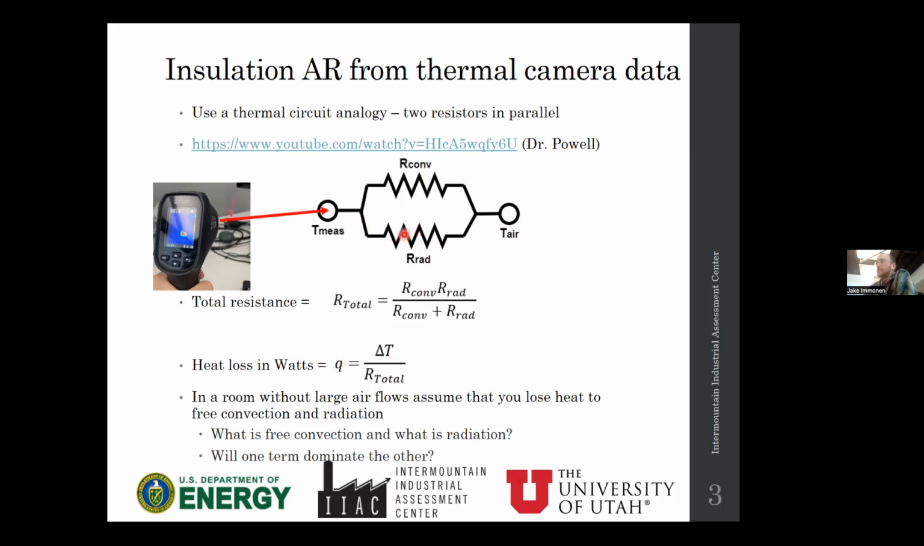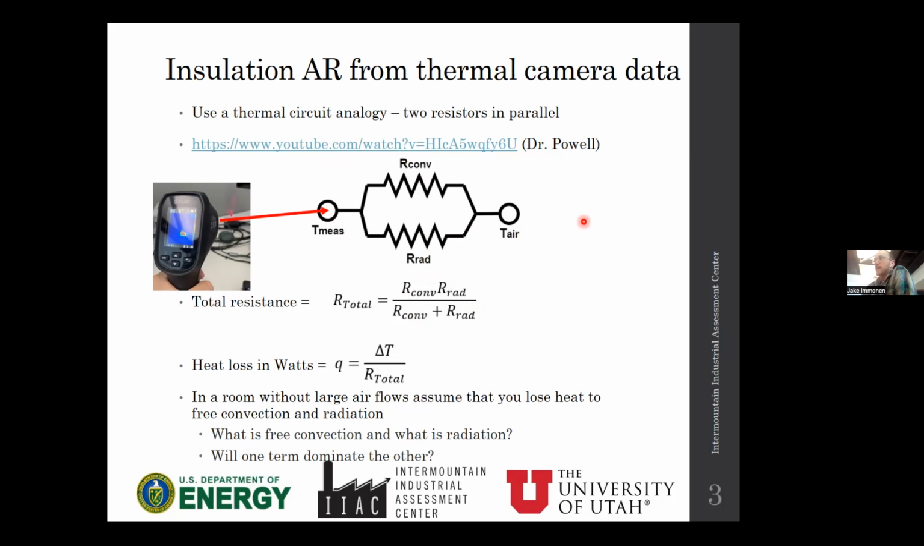For 2 resistors in parallel, the total resistance is going to be this equation here, and that's the same as 1 over R convection plus 1 over R radiation, inverted. So this is directly analogous to electrical resistors. Dr. Powell has a YouTube video on this topic from his heat transfer class, which is good information to watch if you have questions about this.